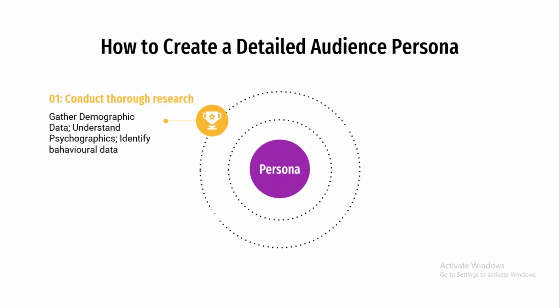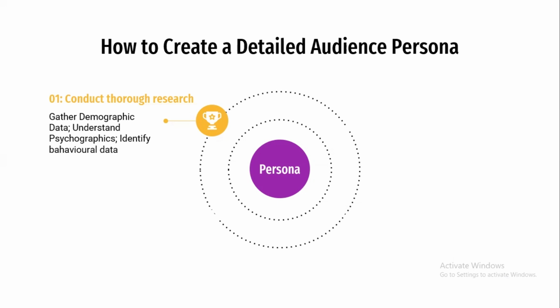Create a detailed audience persona. What are the steps? The first step to creating a detailed audience persona will be to conduct thorough research, because we need to find out the following key elements. We need to gather demographic data such as age. For the age, we need to define the age range of your audience.